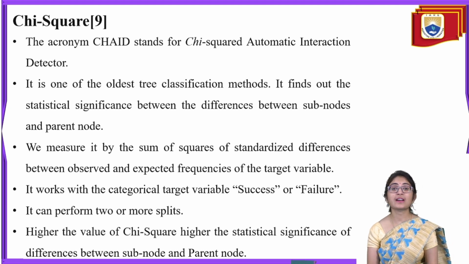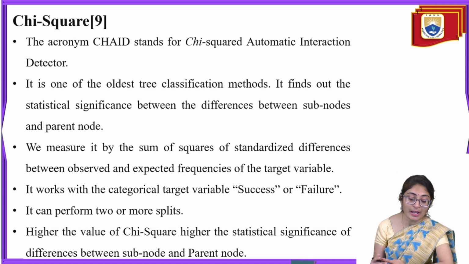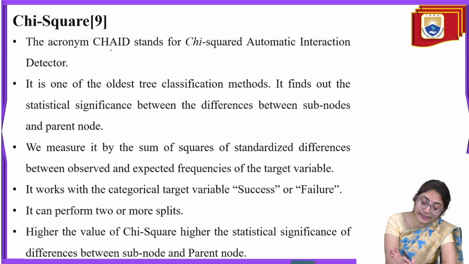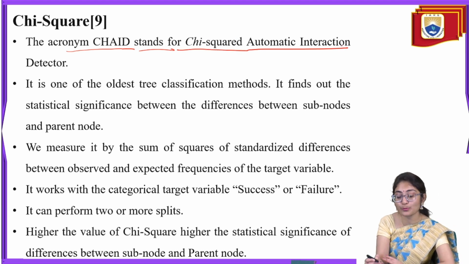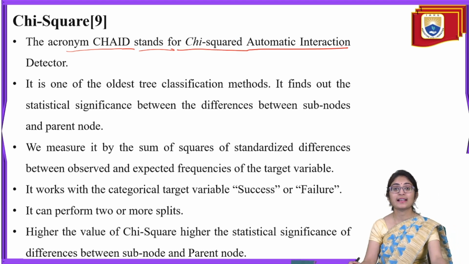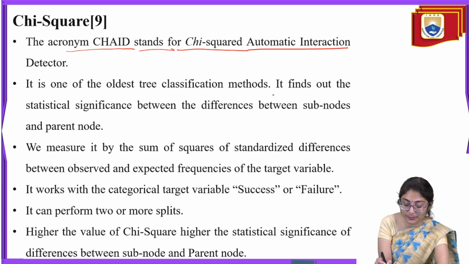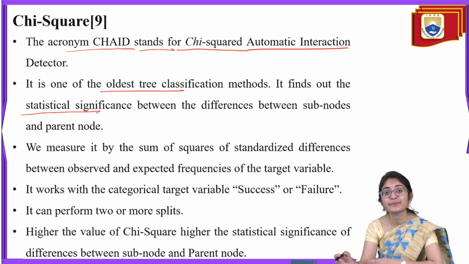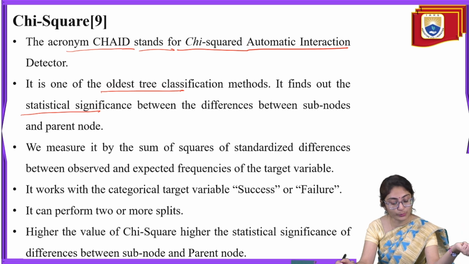Now we will see the chi-square. Actually, we have already covered the chi-square in detail in previous classes, but still here it's needed. The chi-square acronym CHAID stands for Chi-Squared Automatic Interaction Detector. It is one of the oldest tree classification methods, and it finds out statistical significance showing the difference between the subnodes and the parent node.